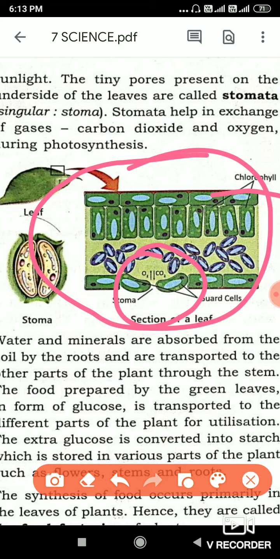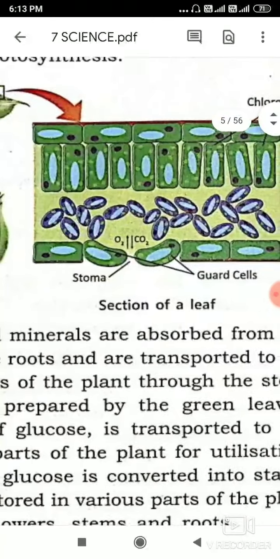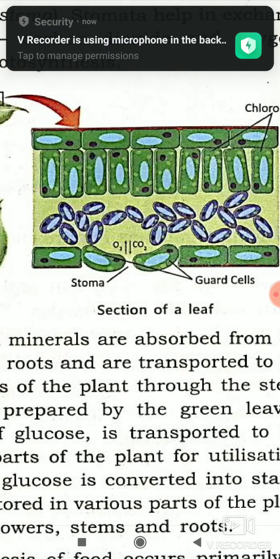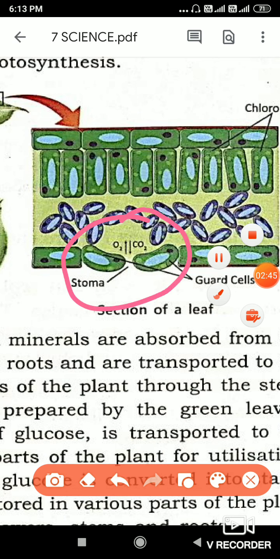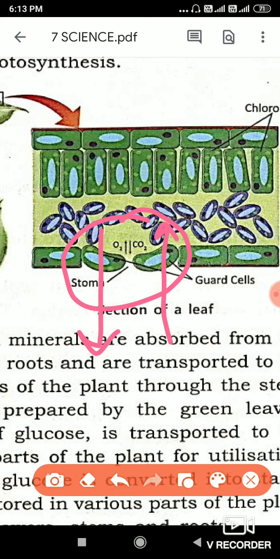With the help of this opening, they exchange gases like oxygen and carbon dioxide, because in the process of photosynthesis, carbon dioxide gas is utilized and oxygen gas is released. Just like we have the nose and nasal openings for breathing or respiration, plants have tiny pores known as stomata. Here you can see the tiny pores in the leaves, and with their help carbon dioxide is taken in and oxygen gas is released out.